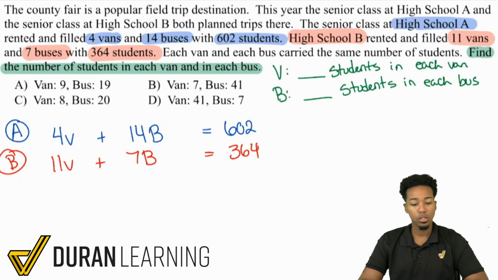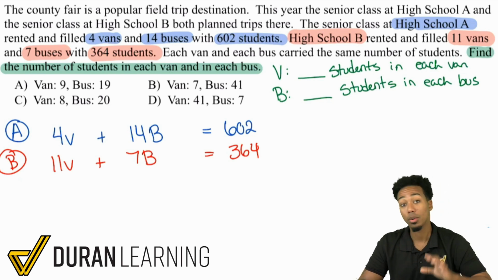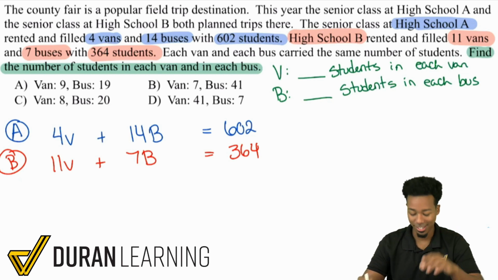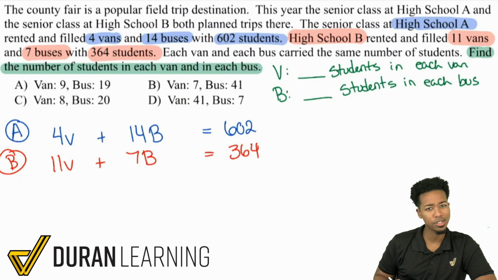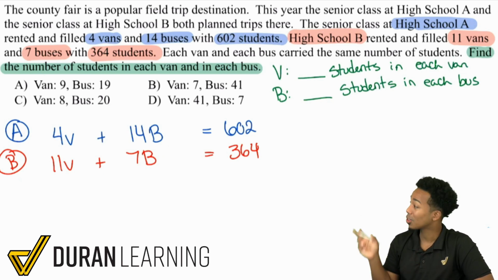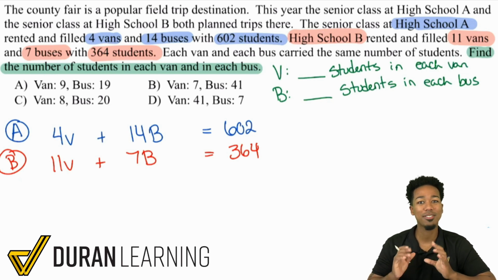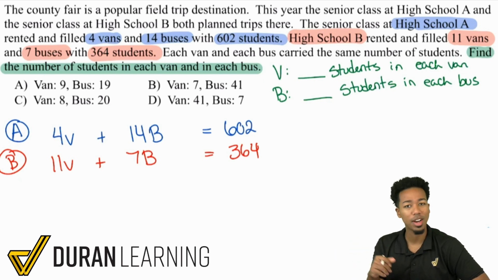Let's get to it. So we want to find both. We want the number of students in the vans and the students in the buses. But what I noticed about the answer choices, and I want you to know this when you're doing problems in the test, is that the number of students in each van, 9, 8, 7, and 41, they're all different. And then buses, so the number of students in each bus, 19, 20, 41, and 7. All different choices. So I can actually get away with just solving for either the V or the B. I can find either one, my party people, and I'll have the correct answer because all of the answers are different. It's not like 2 answers have the same number of students in the vans or the buses and I'll have to do the extra work. No, I can just find one and I'm good.